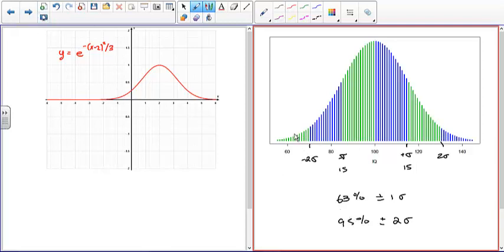But this has what's called a bell curve shape, and a lot of physical measurements, whether it's IQ or weight or height or lifespan or things like that, tend to have a normal type distribution. We would call this our bell-shaped curve.